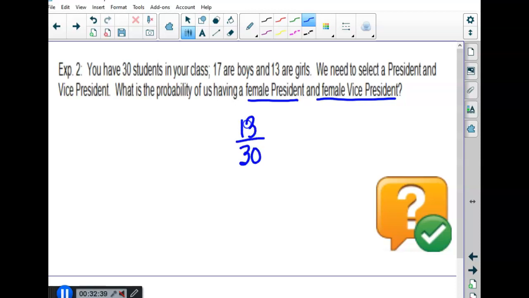13 out of 30. If we chose a female president, how many are there now to choose as a vice president? 12 out of 29. Okay. Do I need to write an explanation of that, or is everybody okay? I don't think my answer key was right for this because I think I misread the question. 13 out of 30 times 12 out of 29 is nothing nice, is it? Out of 145.